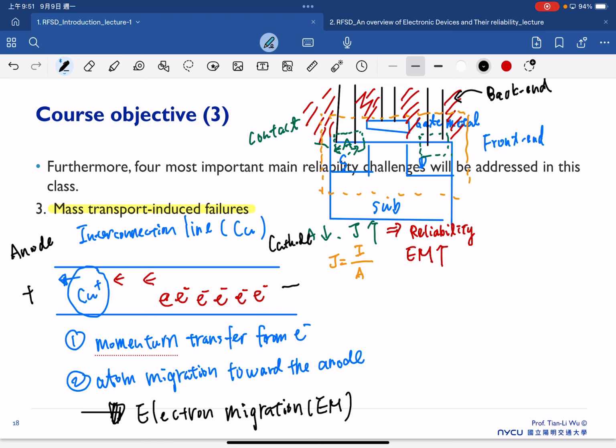So in general, the reliability issues we talk about in this class become more and more serious in the advanced semiconductor node, because in the advanced node we expect thinner dielectric, smaller pitch, thinner interconnection lines, and higher current density. For some applications we even expect high frequency and higher power rating. So all of that will accelerate these reliability issues.